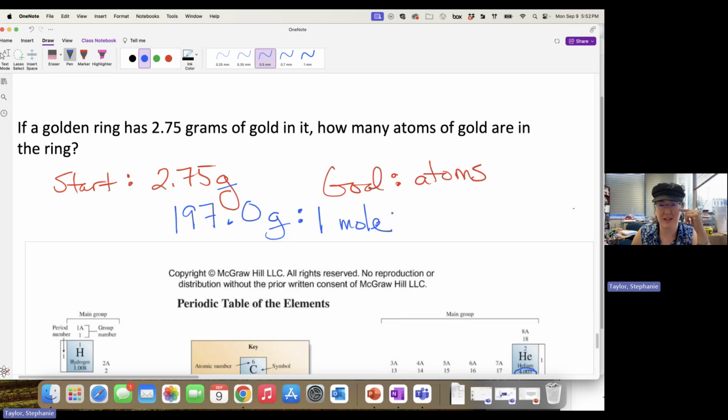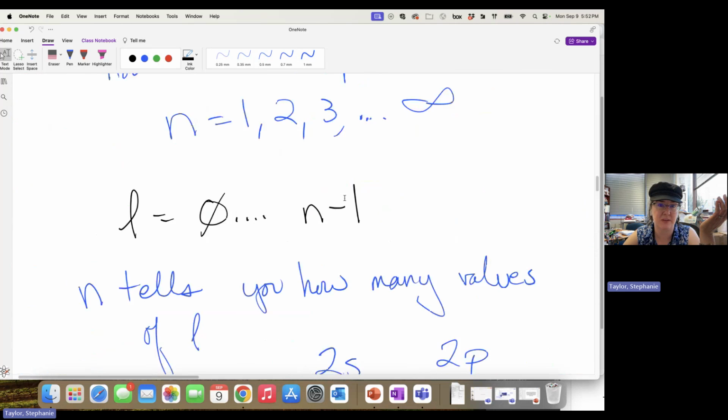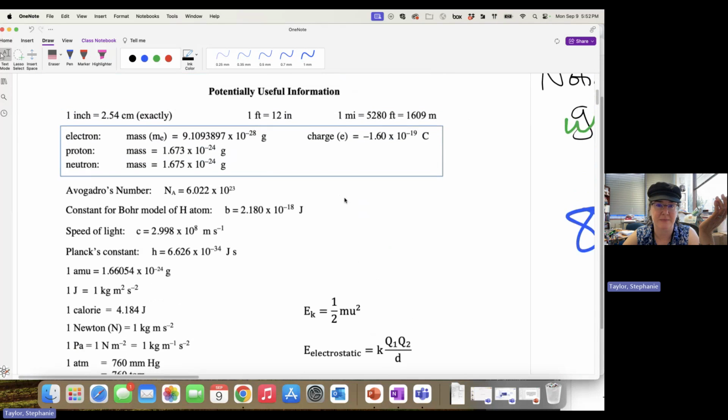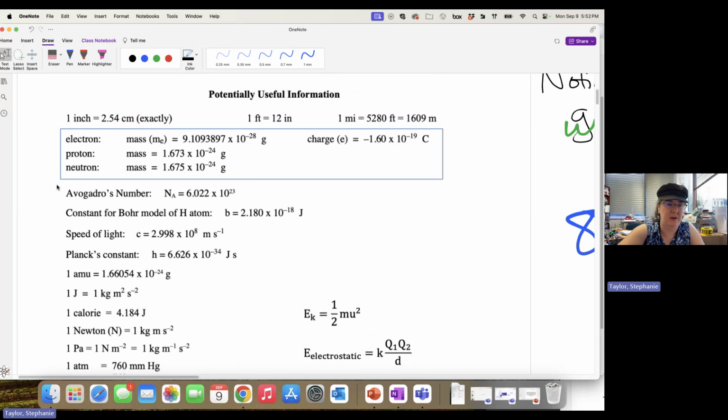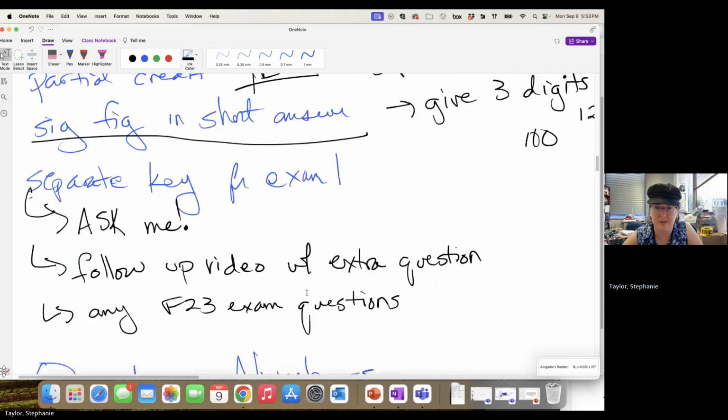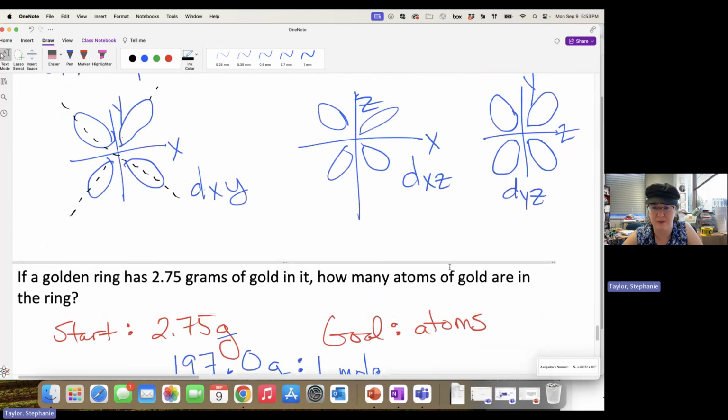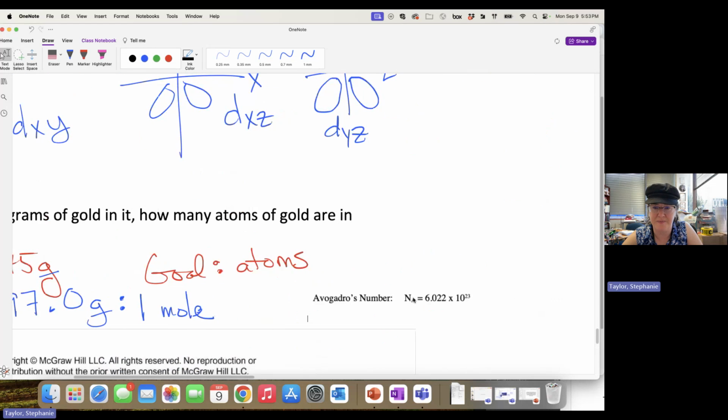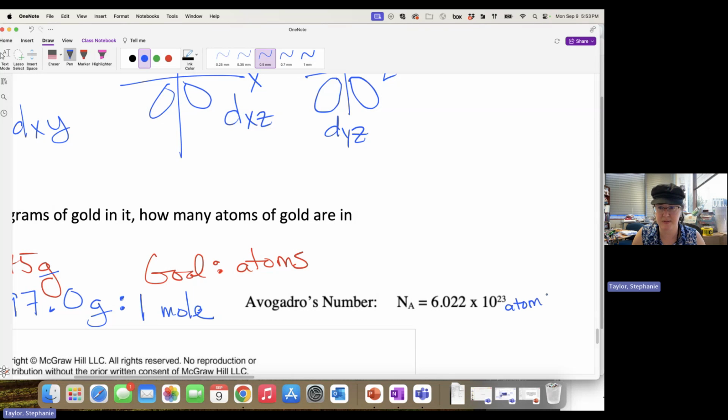But then I also am going to need something that connects moles to atoms. So that's where I'm actually going to need that potentially useful information page again. Sorry for all the scrolling. And it actually has on here, I'm just going to take a little screenshot. So I'm not actually going to grab the whole shebang. Maybe I should have done that for the gold. Too late. And it's this little piece that just says Avogadro's number. So Avogadro's number is basically going to give us the number of atoms in 1 mole.